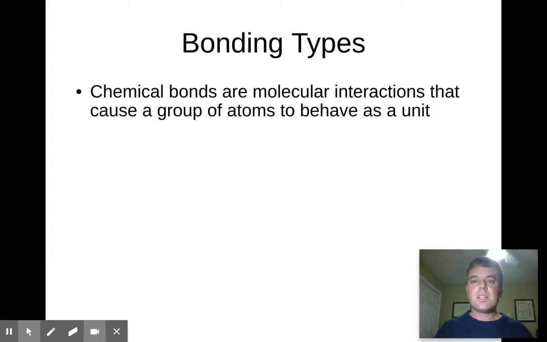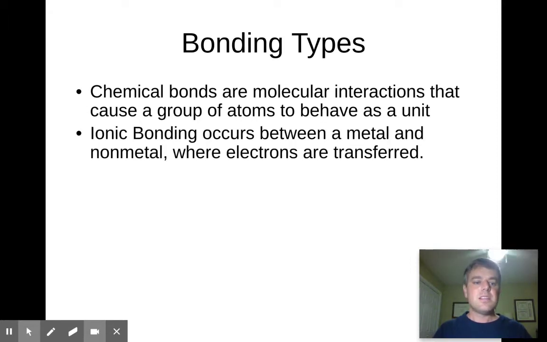So we're going to look first off at chemical bonds, as we start talking about how they share their electrons. Chemical bonds are molecular interactions that cause a group of atoms to behave as a unit. And you have several different types. You have ionic bonding, which is between a metal and a nonmetal, where electrons are transferred because they don't share equally. If we look back on the previous slide, nonmetals are very electronegative. Metals have low first ionization energies, meaning they are easily able to lose some electrons. So the metals will lose the electrons, the nonmetals gain the electrons, then the oppositely charged ions stick together.